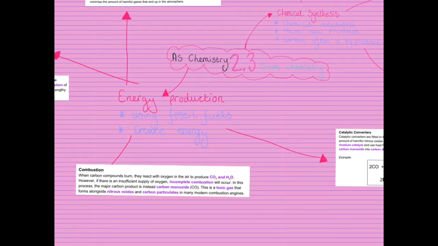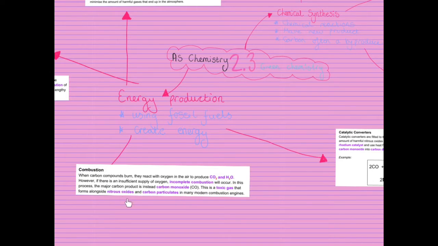So using fossil fuels to create energy. So burning a fossil fuel normally to spin the turbine so that energy is created. A little bit of an example here of combustion. Two types of combustion, complete and incomplete. Carbon compounds burn. They react with oxygen in the air to produce CO2 and H2O. If there's insufficient oxygen, that will produce carbon monoxide.